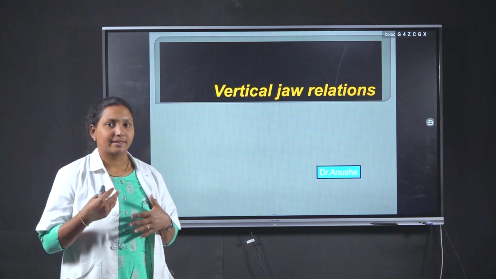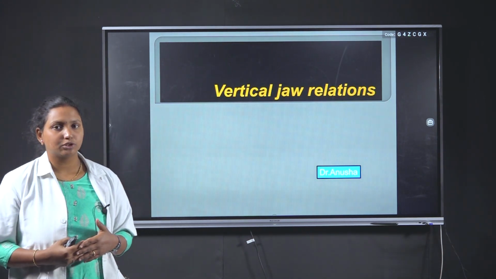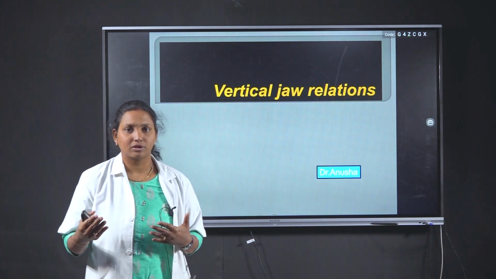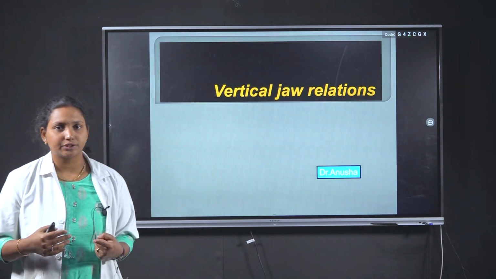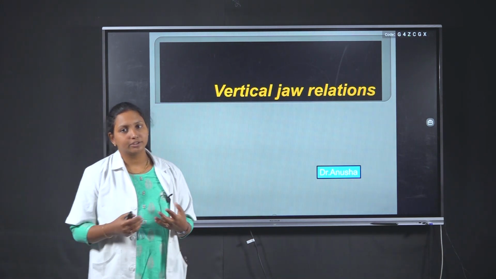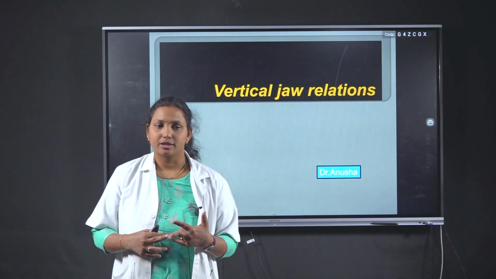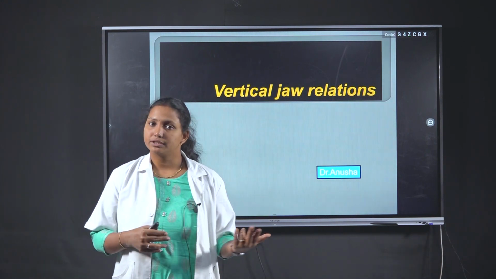Jaw relation is nothing but relating the maxilla to the mandible. Basically, there are three types of jaw relation. One is orientation jaw relation, second is vertical jaw relation, and third is horizontal jaw relation. First is orientation jaw relation. What is orientation jaw relation?